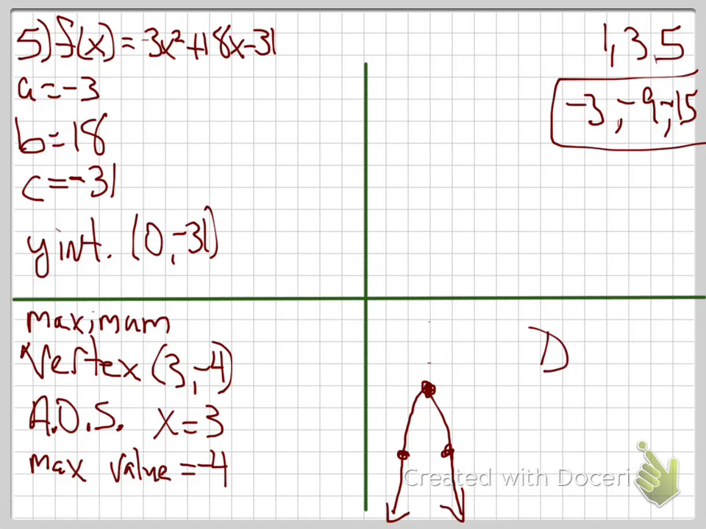The domain here again is all real numbers, and your range is y less than or equal to negative 4, because it's going down. That's pretty much about it. Just make sure you follow this, and if this helps you do the assignment, that's great. But this is only here to help you with the assignment.